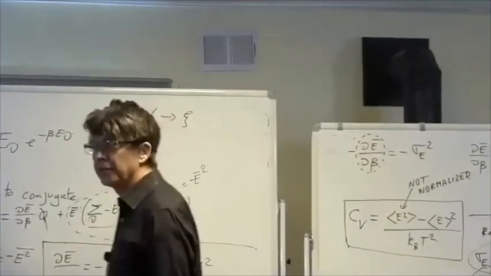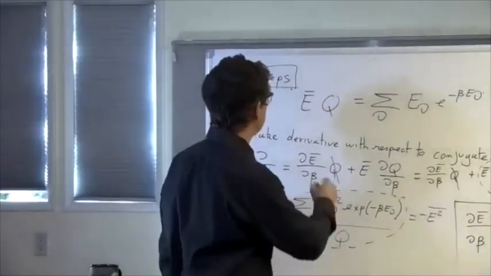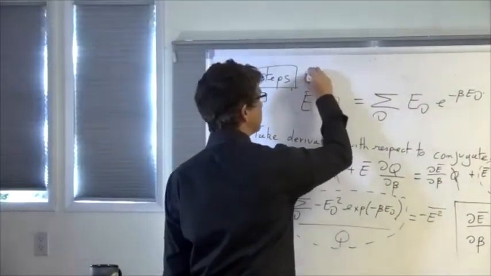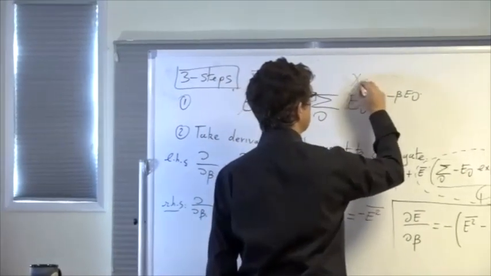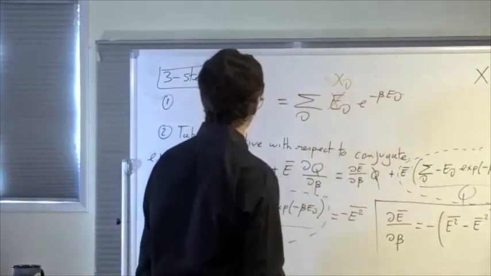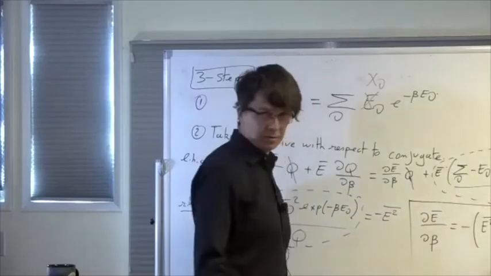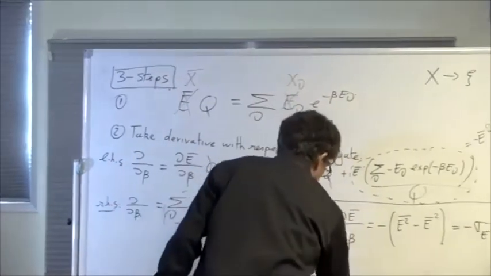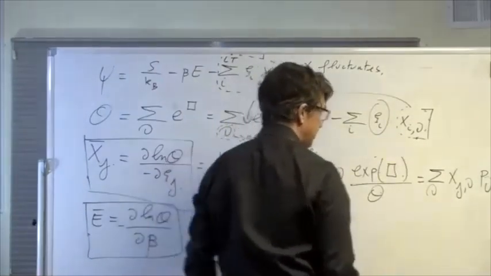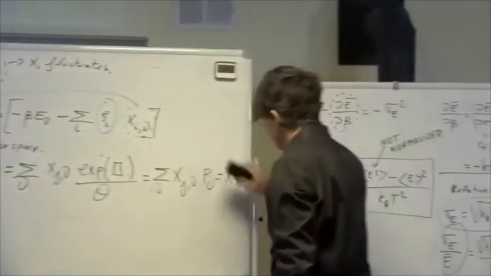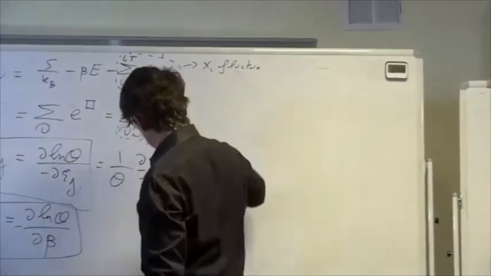If you're taking notes on an iPad, you can copy and paste this derivation and put in X everywhere. So I'm going to make this X. This is X nu. And then you're going to find something in terms of fluctuations of X, which I was going to write down with gallantry, except now I'm held up by erasing the board.